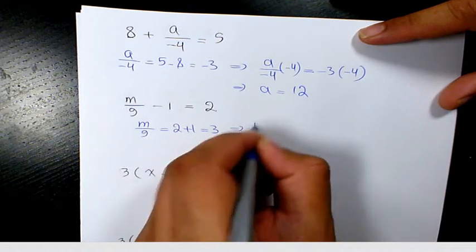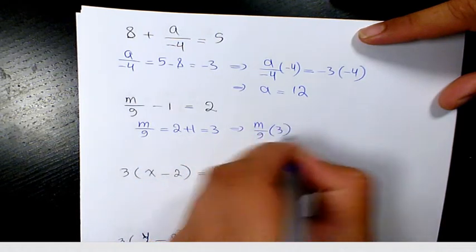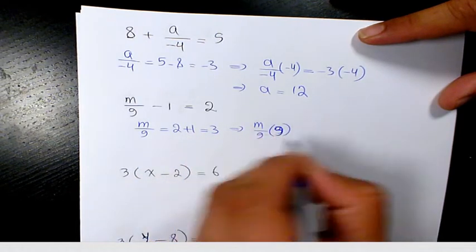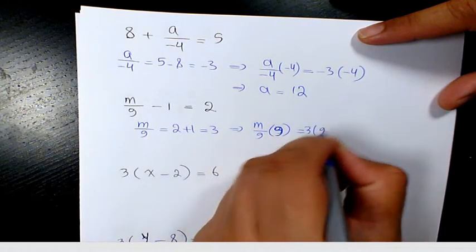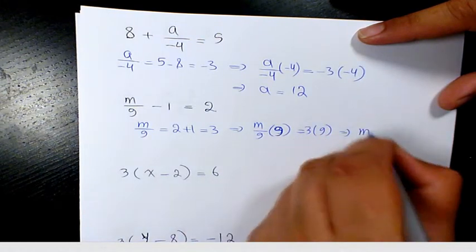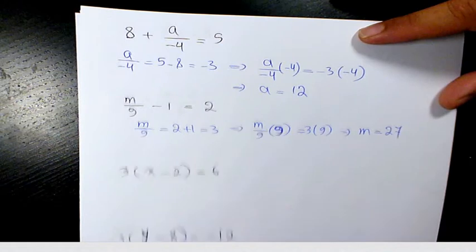So we have m over 9 times 3 times 9 equals to 3 times 9. So we have m equals to 27.